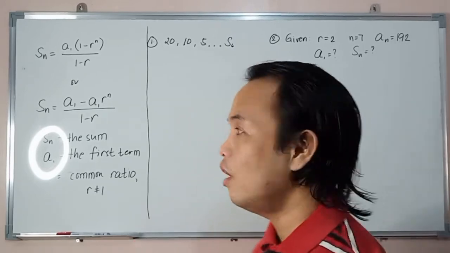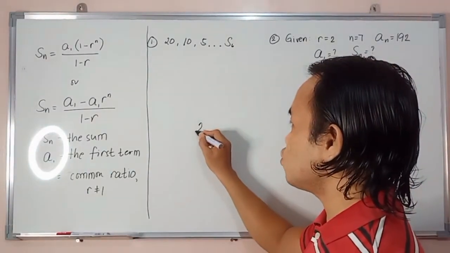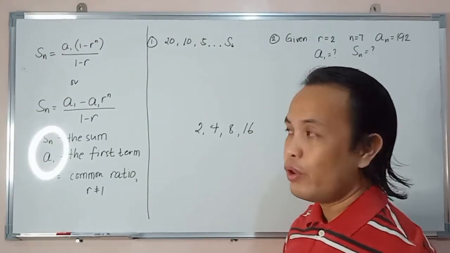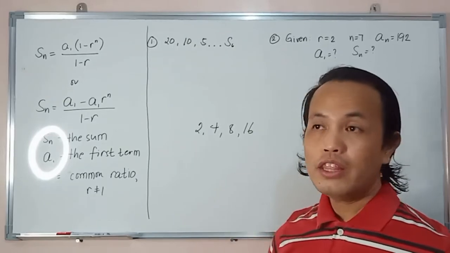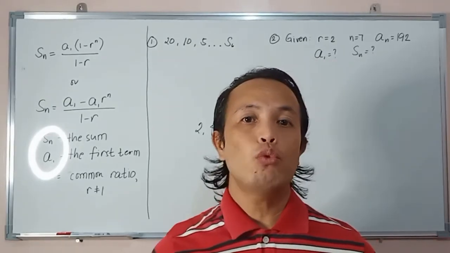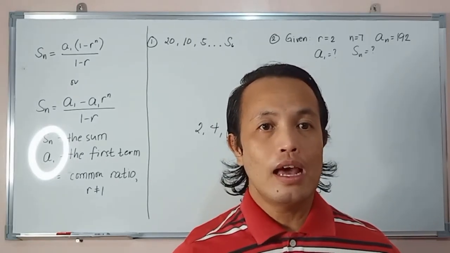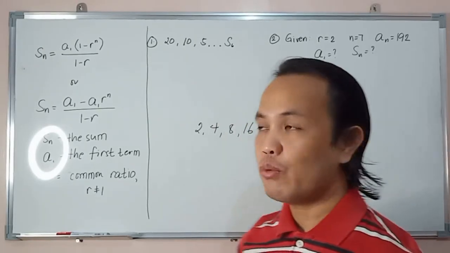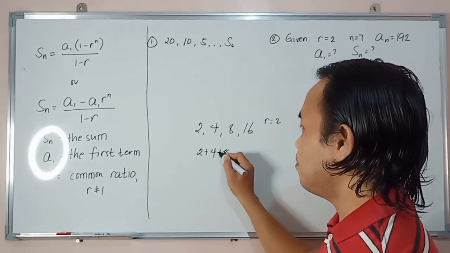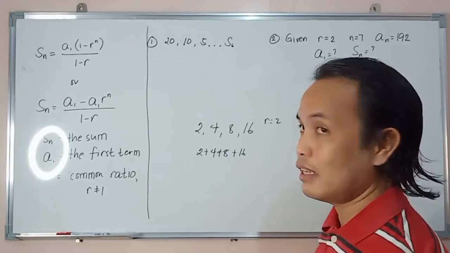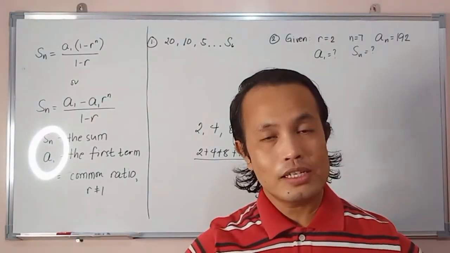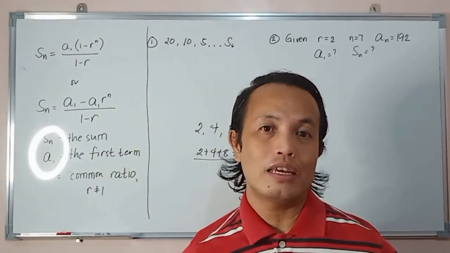For example, we are given this geometric sequence 2, 4, 8, and 16. We have this geometric sequence with, of course, a common ratio of 2. But when we say geometric series, it is adding all the terms in a geometric sequence. So this becomes 2 plus 4 plus 8 plus 16. This is now what we call a geometric series, by simply adding all the terms in a geometric sequence.